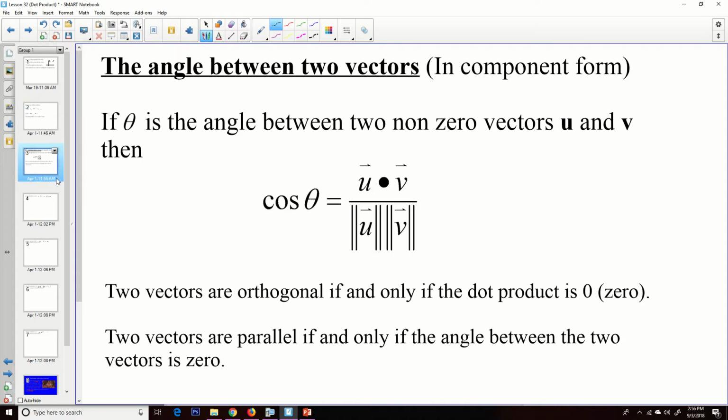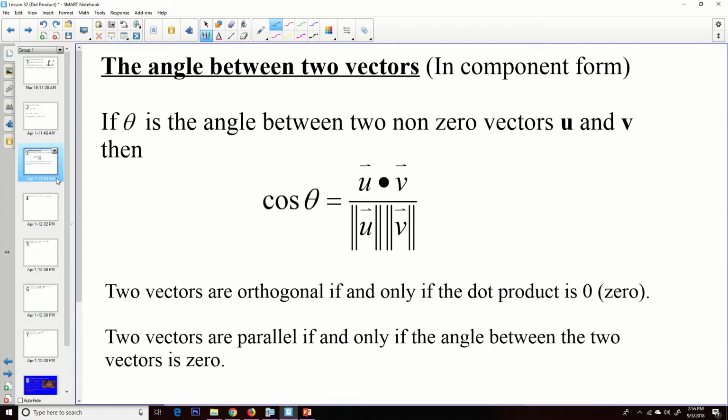The angle between two vectors in component form: if theta is the angle between two non-zero vectors u and v, then the cosine of theta would be equal to the dot product of the two vectors over the product of the magnitudes of the two vectors.